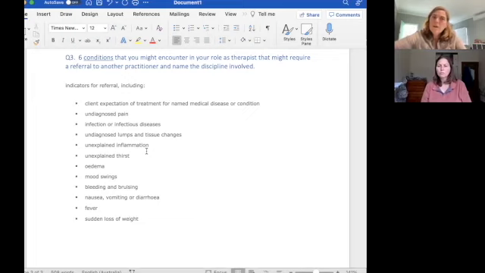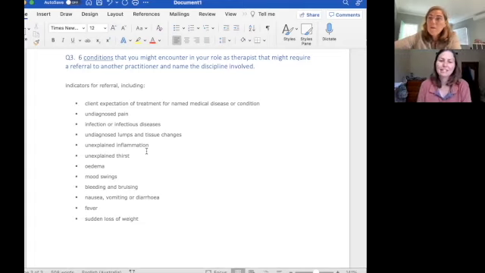Bleeding and bruising. So what we're talking about here is bruising that is not going away. If you've got an elderly client who comes in and they've got lots of bruising, you would want to get them referred back to their GP and check that they're on the right meds. They're probably on a blood thinner that's going over the top and it needs to be pulled back. Or maybe they're on a blood pressure tablet that's making them bleed.